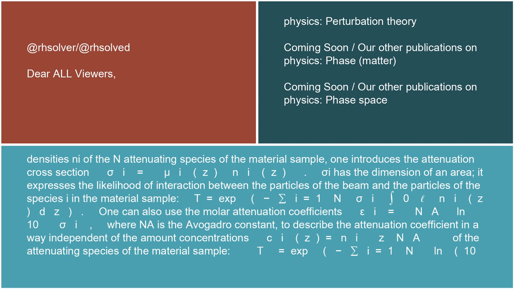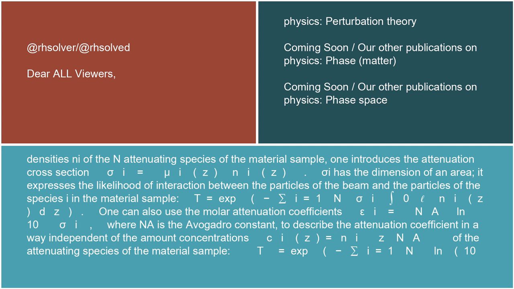one introduces the attenuation cross-section sigma_i equals mu_i(z) over n_i(z). Sigma_i has the dimension of an area. It expresses the likelihood of interaction between the particles of the beam and the particles of the species i in the material sample. T equals exp of minus the sum from i equals 1 to N of sigma_i times the integral from 0 to l of n_i(z) dz.